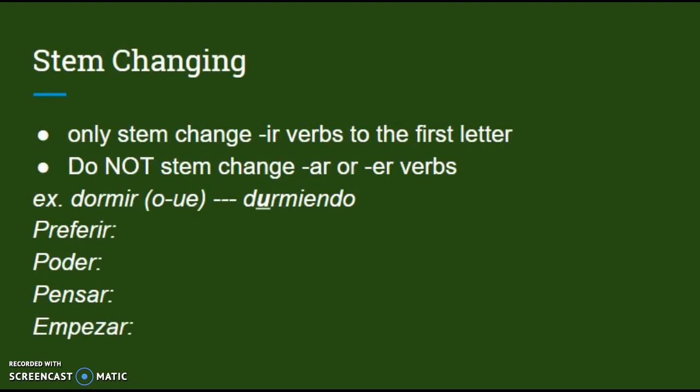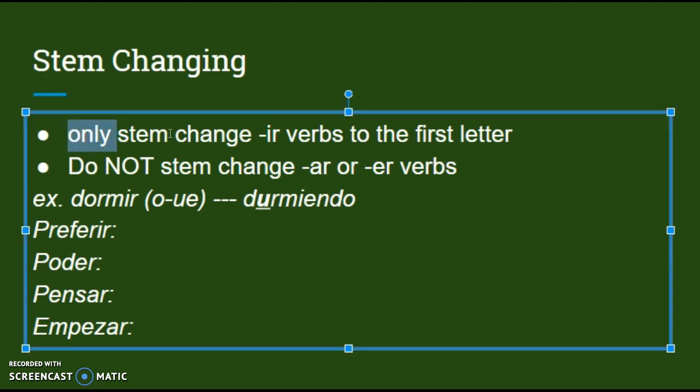I'm going to go through some of the irregular rules that we've learned throughout the year and how they apply here. So for stem changing, we're lucky. You don't need to stem change very often with present progressive ando, endo verbs. You only stem change ir verbs to the first letter. This is the exact same rule as the preterite tense. In a lot of tenses in Spanish, only ir verbs change to the first letter. So that means, lucky us, we do not have to stem change ar or er verbs.